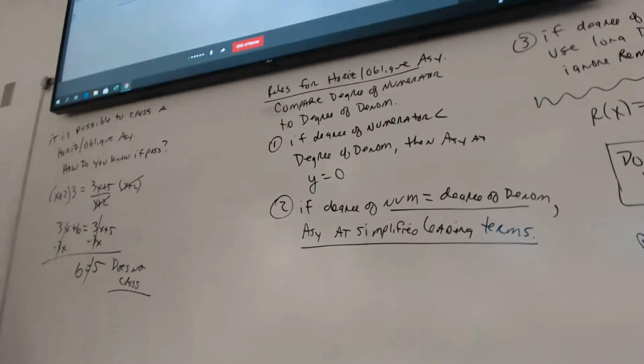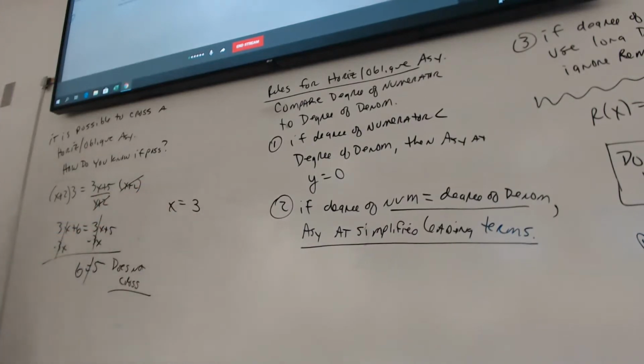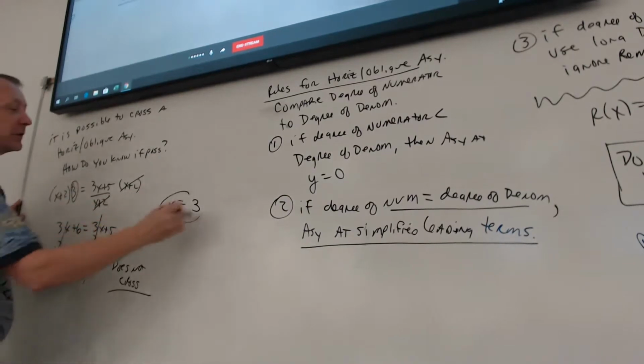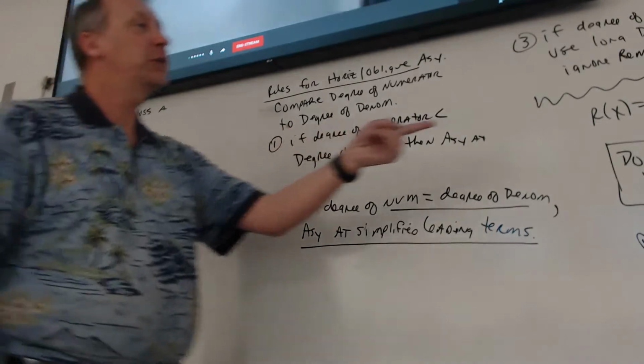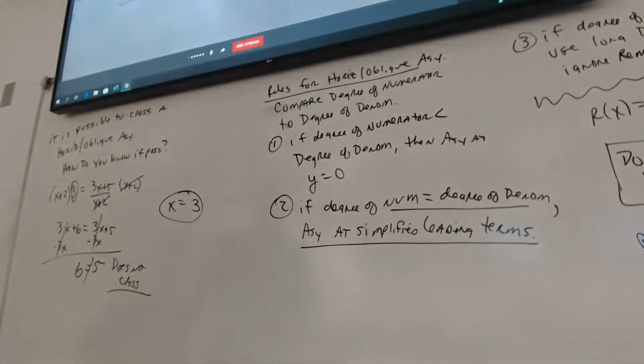Okay, now if I had gotten, let's say, x equals 3 or something, then in this case, because y equals 3 and x equals 3, I would know that it would cross at (3, 3). And so that is possible occasionally, okay?